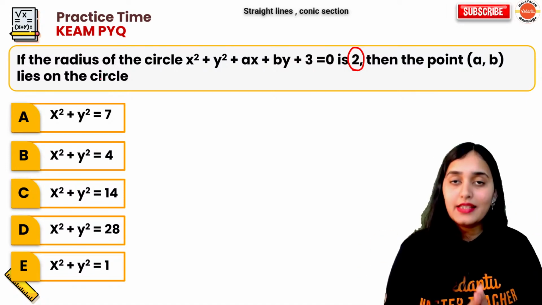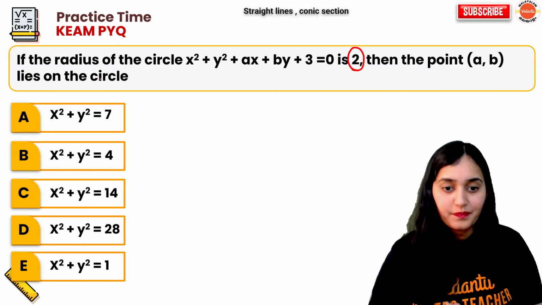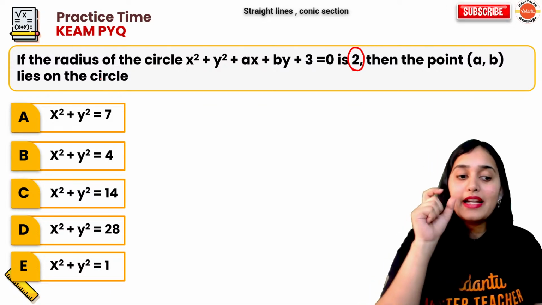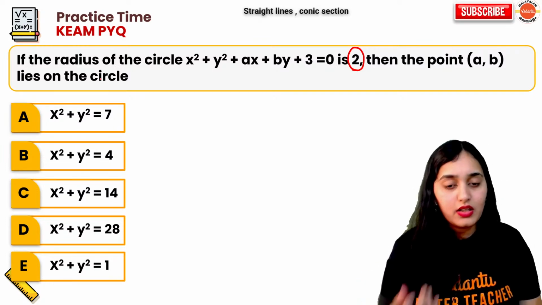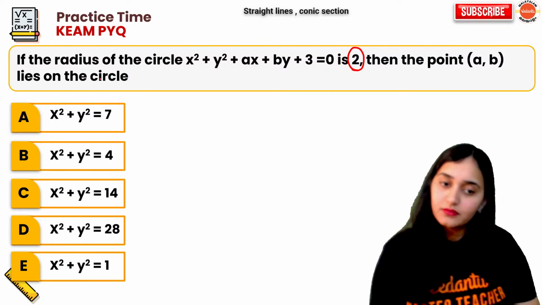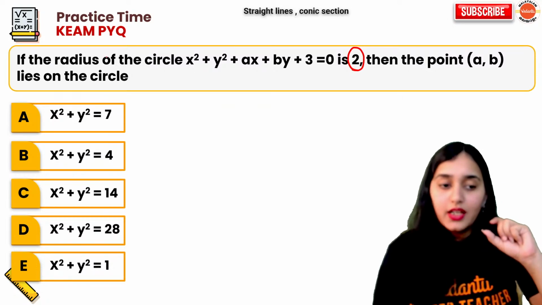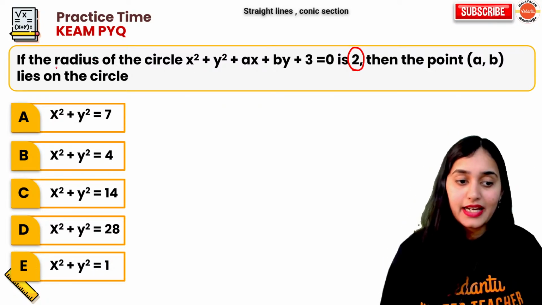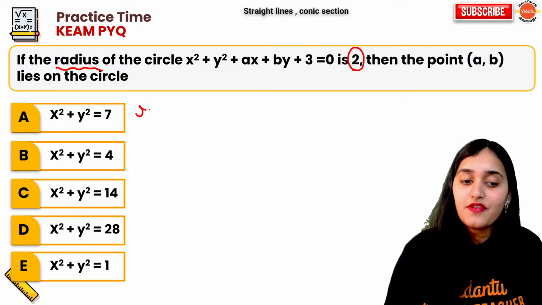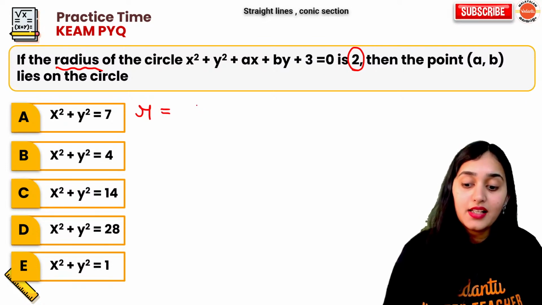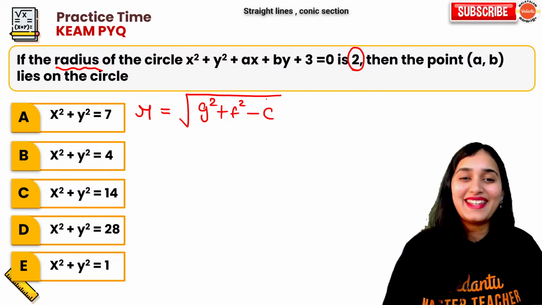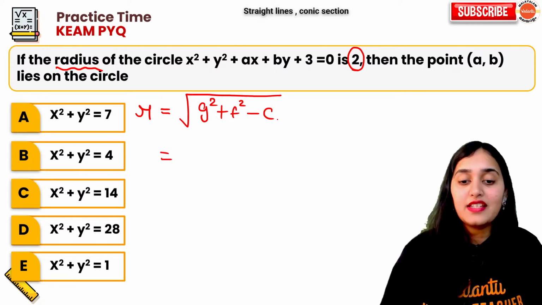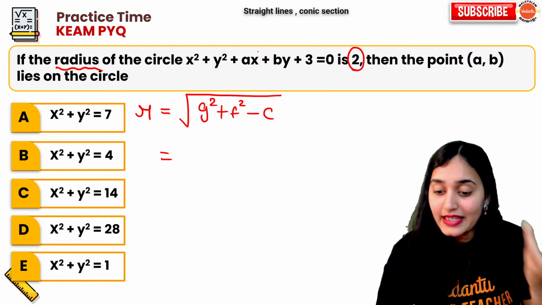Next, if the radius of the circle is 2, then the point (a, b) lies on which circle? Now this is a very interesting question. So they are saying that this point (a, b) lies on which circle? So first we need to find out what will be a and b, right? Now what is given in the question? It is given the radius of the circle. What is the formula for the radius of a circle? Radius of a circle is square root of g square plus f square minus c. So what are g and f?